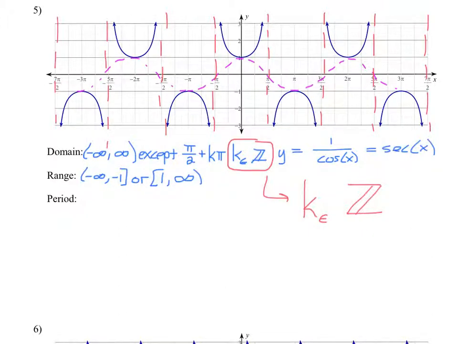Lastly for this one, what is my period? How far must I travel on the x-axis before the graph starts to repeat? If I choose to start here, I would have to travel to here before the graph starts repeating, right? Start at the bottom of this parabola, go up, then we travel along this, travel here, so I'm at the bottom of the parabola, I'm going to start going up. So this is the distance I go before I start repeating, so the period is 2 pi.